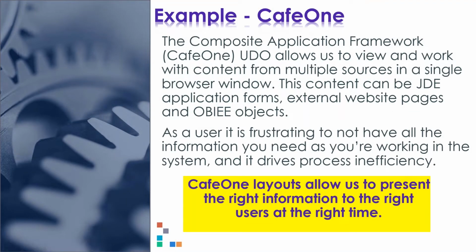So CafeOne, it's a strange name for an object, but it's because it's named from a composite application framework. The one piece of it comes from the UX1, the user experience name. That's where CafeOne came from. And what it lets us do is view the content from multiple sources at the same time.